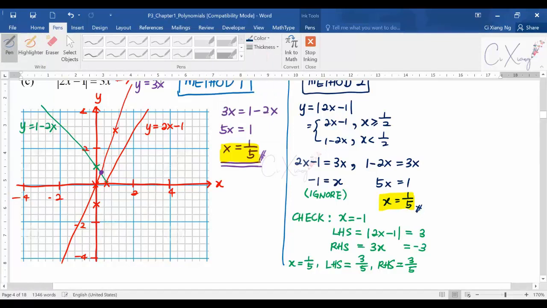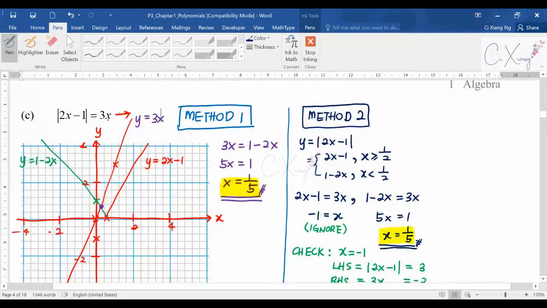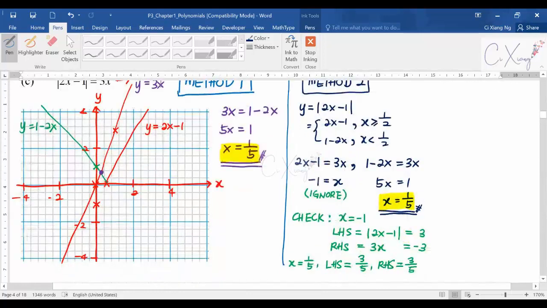So some students will say, just now by using method number 2, do I need to check the answer or not? No need in the first part, in pattern number 1. But for this second pattern, when you want to use method number 2, you have to check the answer. Only for pattern number 2, when one side got modulus, the other side has no modulus function. So you have to double check.